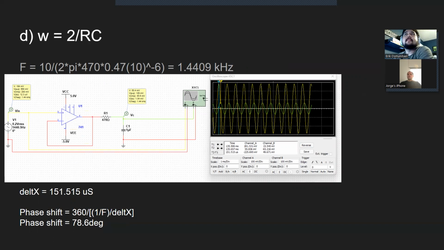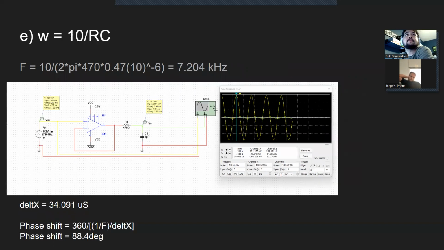For D, the frequency was almost 1.5 kilohertz. The delta was 151 microseconds, and the phase shift was 78.6 degrees. And lastly, for E, the frequency was 7 kilohertz. The delta was 34 microseconds, and the phase shift turned out to be 88.4 degrees.